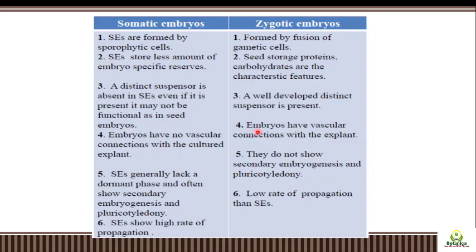But the embryos which are present in the natural condition, the zygotic embryos, have a vascular connection with the plants, and they are nourished by the plants as well. Somatic embryos generally lack a dormant phase, and as we have discussed, they do not show secondary embryogenesis. So here we have the concept of secondary embryogenesis and pluricotyledony. So what is secondary embryogenesis and pluricotyledony?